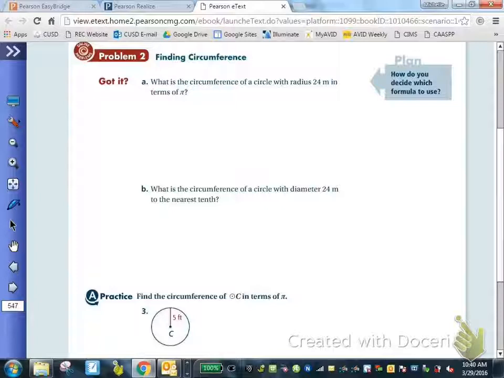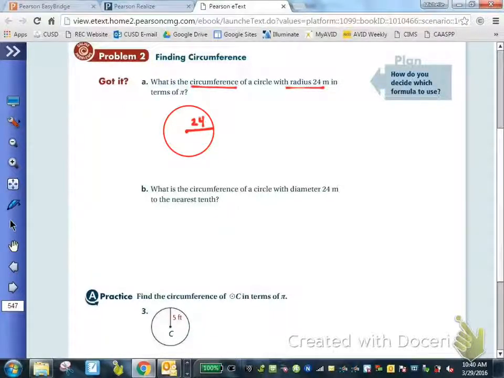So they tell us, what is the circumference of a circle with radius 24 meters in terms of pi? So what would this look like? Let's draw it out first. So if I had a circle, my radius is 24 meters. We want to know what the circumference is.